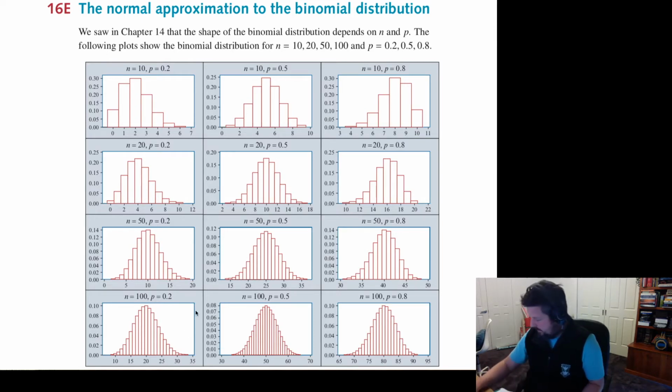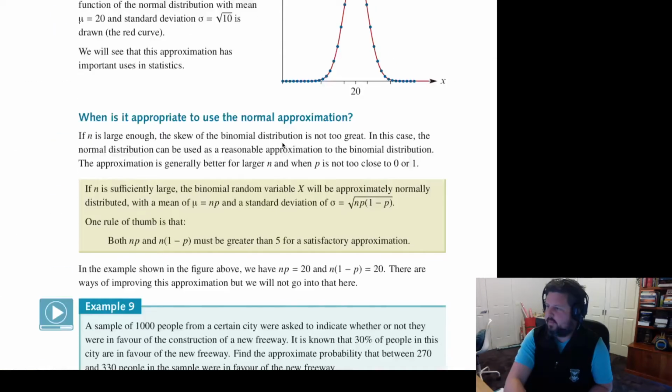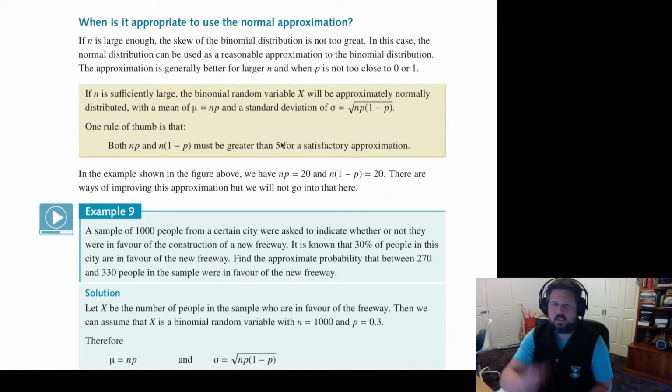We can use this to our advantage. Essentially, if you have a large enough n value, then we can use this approximation. But you're probably wondering, what is an appropriately large value? The approximation is generally better if you have a larger value of n, and you don't want p to be too close to 0 or 1.